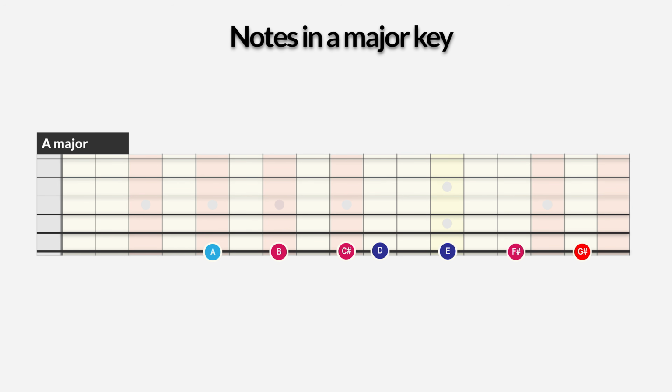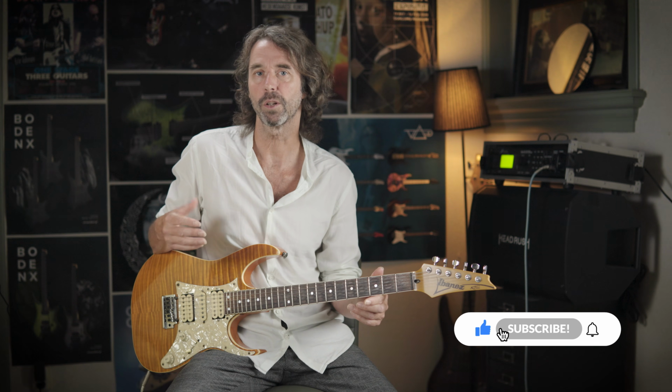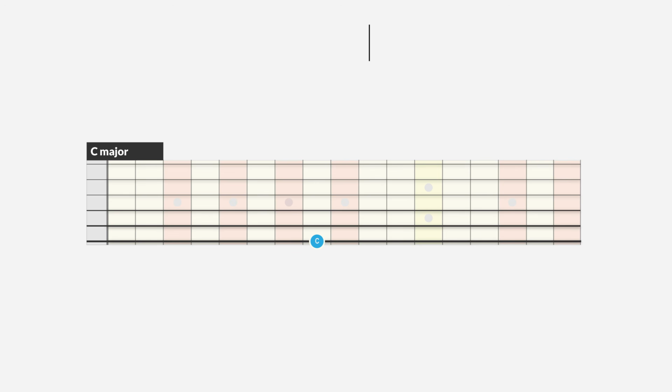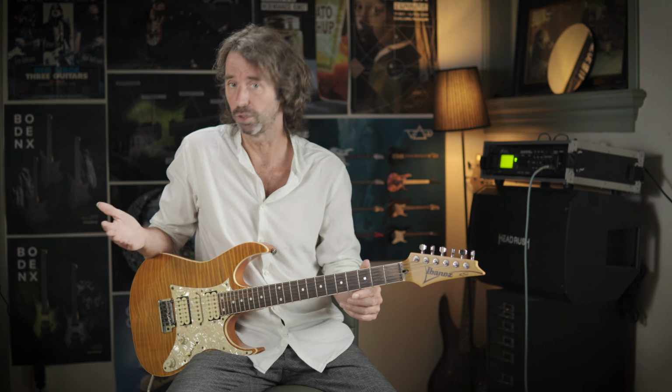Either way, with the triangle and the rectangle, it's now very easy to see which notes are in a particular scale or key. Now we can do this, for instance, for C major, D major, and so on and so on.